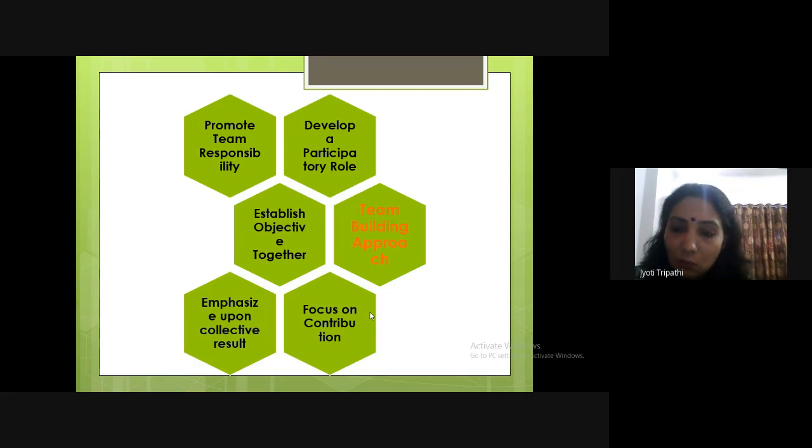So these are all part of the team building approaches. One is setting the objective. Second is deciding or developing the participatory role. Third is promoting responsibility among the team members, making them accountable. And then finally, focusing on contribution and achieving the desired result. Please, ma'am, go ahead.